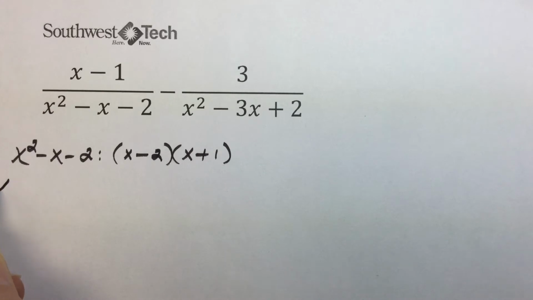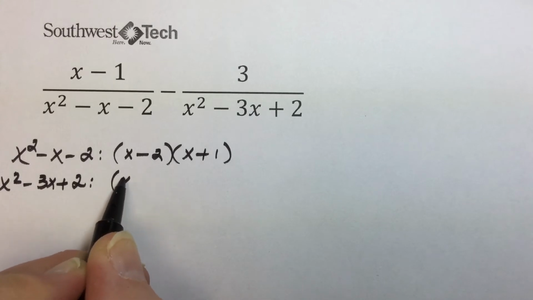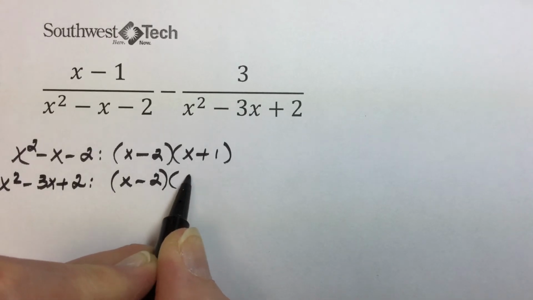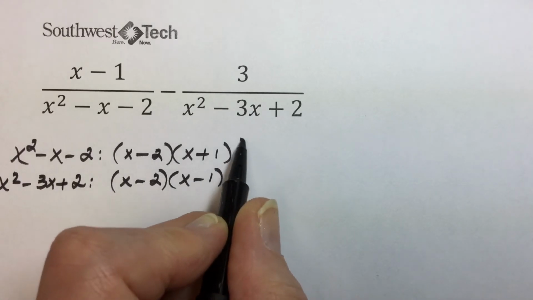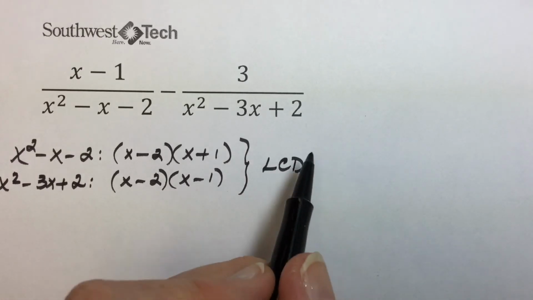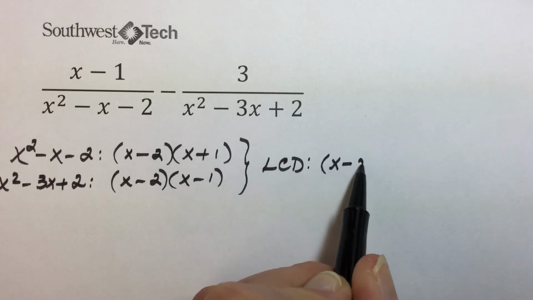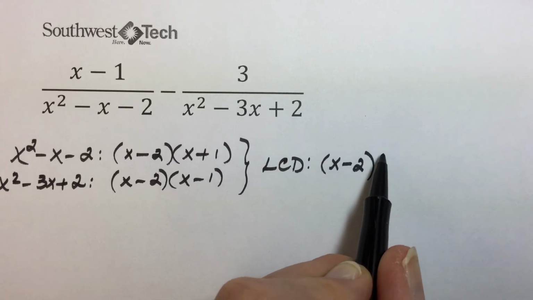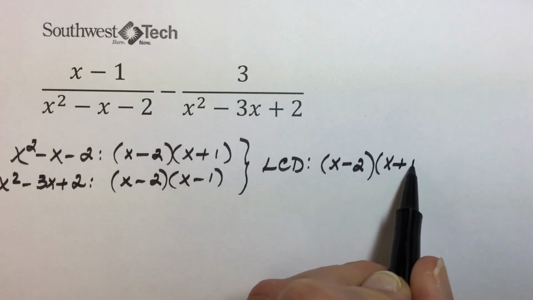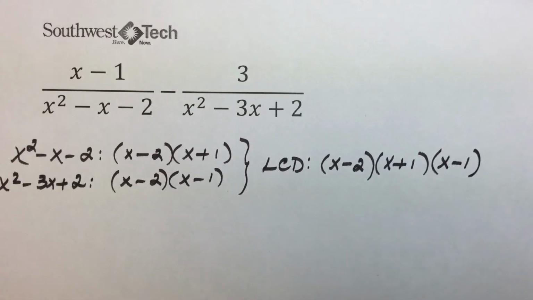The second denominator has this trinomial, which factors into x minus 2 times x minus 1. Our least common denominator will need to have an x minus 2. It will also need an x plus 1, and the last factor will be x minus 1.